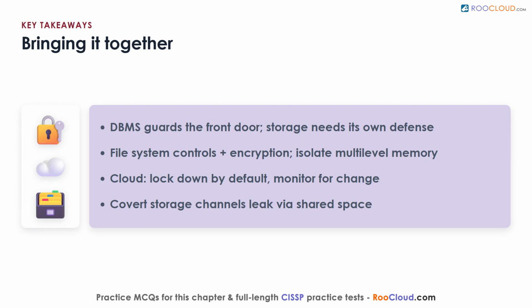Illegitimate access is countered with file system controls and encrypted storage, and multi-level environments must isolate shared memory across classification levels. Cloud storage raises the stakes, since one misconfiguration can expose everything, so you lock it down by default and monitor for change. And covert storage channels can leak data by manipulating shared space, a subtle threat worth remembering. Master these, and you protect data all the way down to the disk.